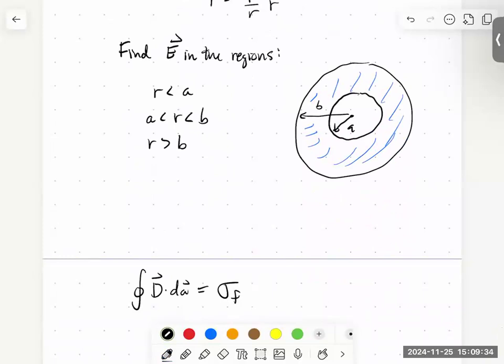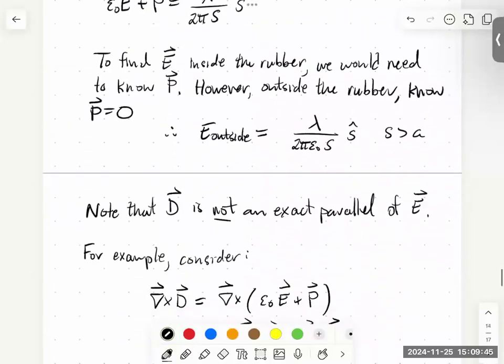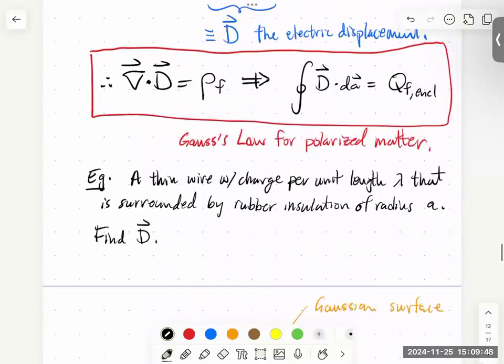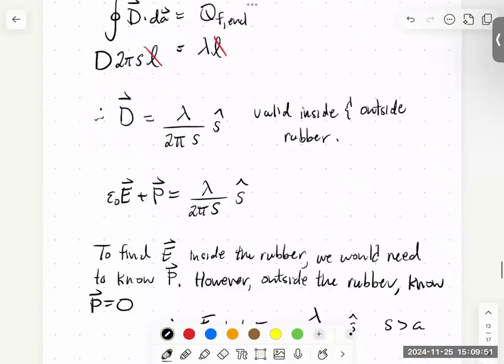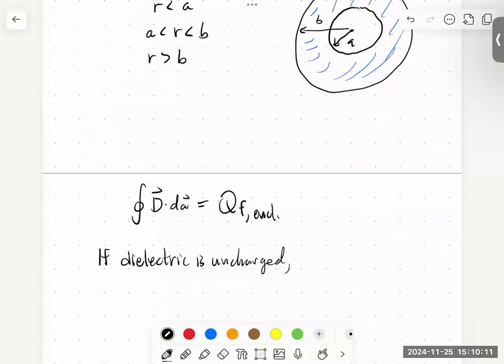If our dielectric is uncharged, then sigma free would be 0. Sorry, why did I write sigma free? This should just be Q free enclosed. This was wrong. All right, so if the dielectric is uncharged, then Q free is equal to 0.